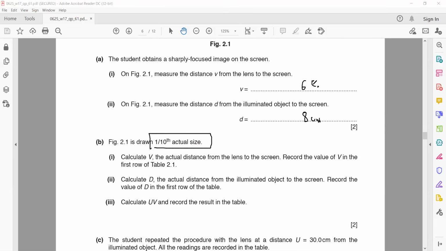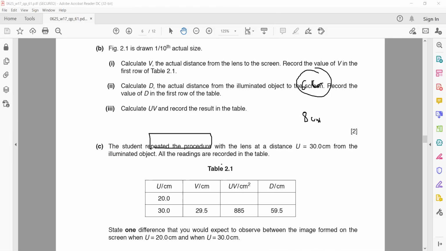So this is the figure size. In the figure it is 6 centimeter. So calculate V, the actual distance from lens to the screen, and record it in the first row of table 2.1. If in the figure it is 6 centimeter and the figure size is 1/10 of actual size, actually it will be 10 times more. So it will be 60 centimeter.